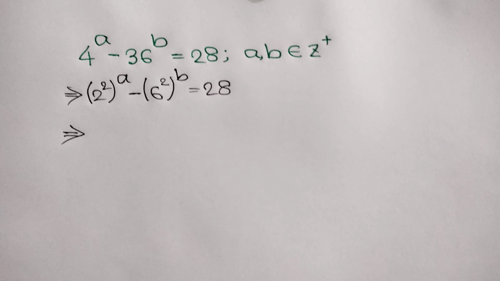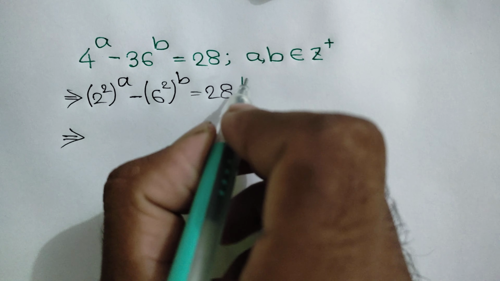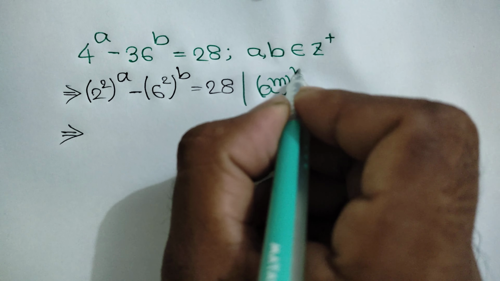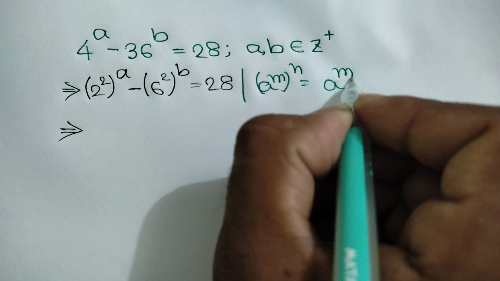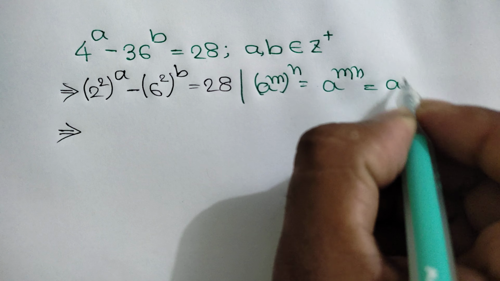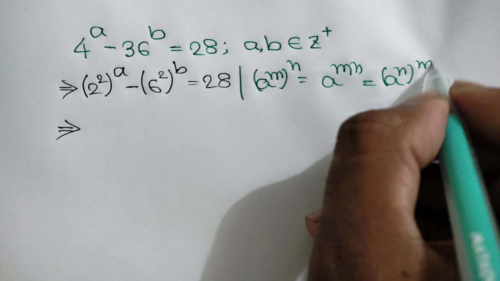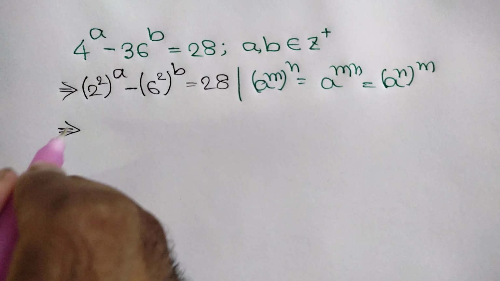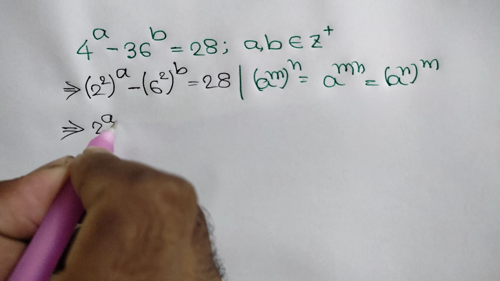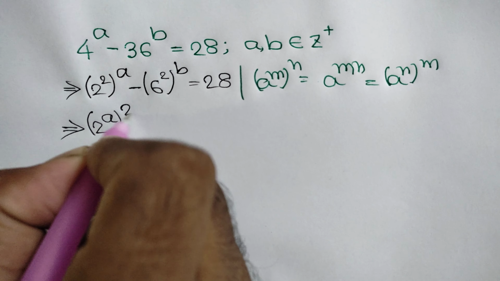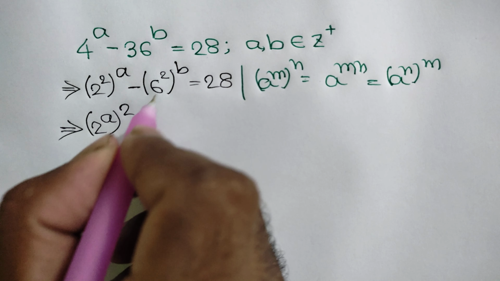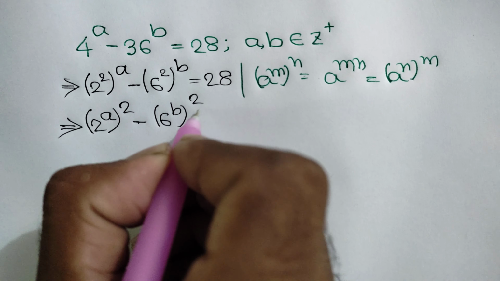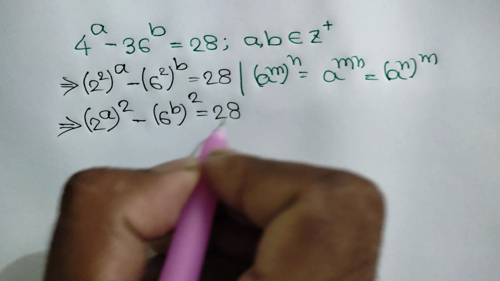Now here we know the exponential rule: a to the power m, whole to the power n, is equal to a to the power mn, which is equal to a to the power n, whole to the power m. So this can be written as 2 to the power a, whole squared, minus, similarly, 6 to the power b, whole squared, is equal to 28.